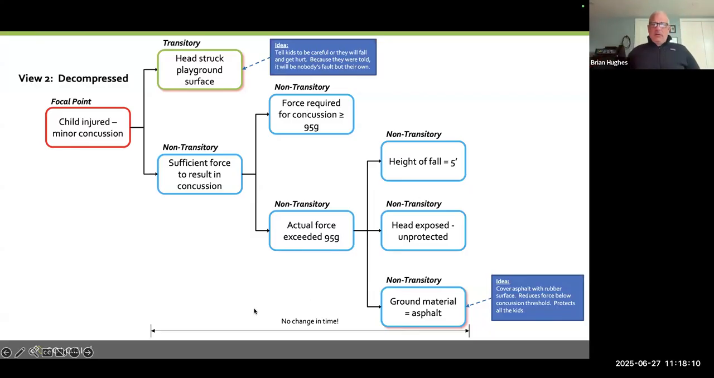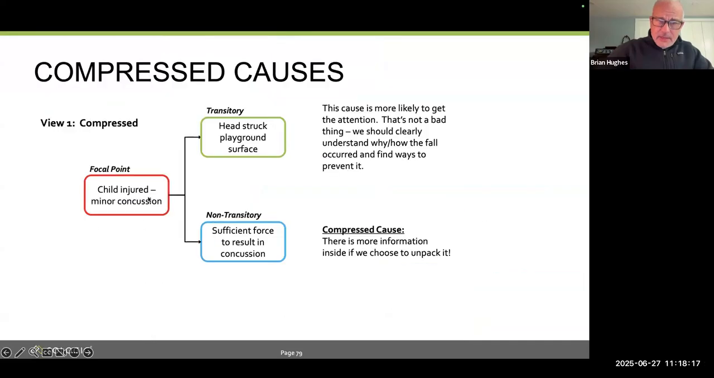Let's see if we can roll all of this up. What I want to do here, let me back up. So, hey, Brian, you need to get out there and do an RCA. We had an injury on the playground today. A child had a minor concussion. So I start out with my story, and then I get my focal point. I say, "Wow, how did that happen?" Well, they hit their head on the playground, and I'm like, "Okay, must have been a hard hit, right? There must have been enough force to result in a concussion."